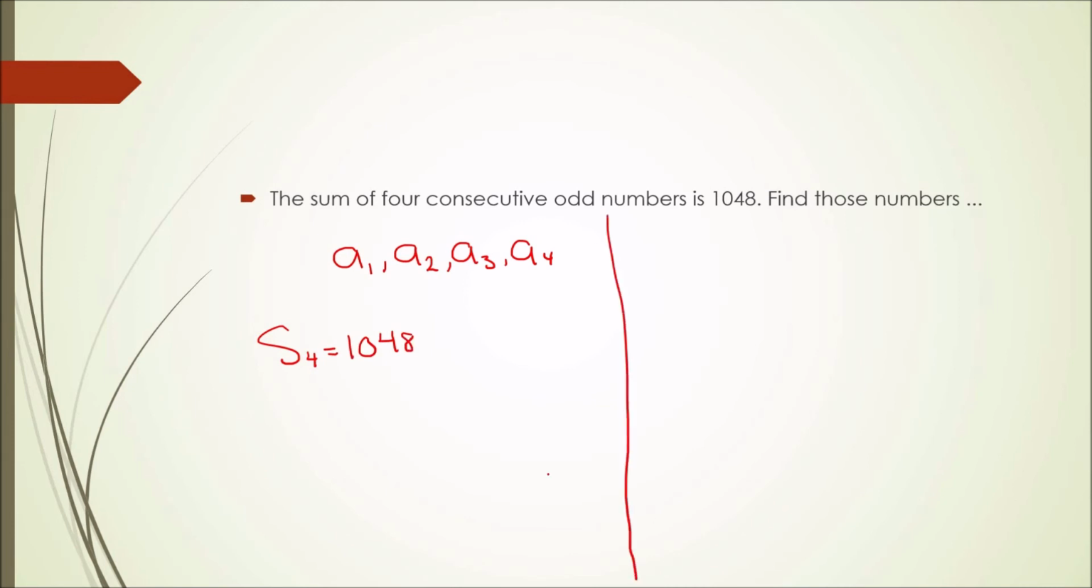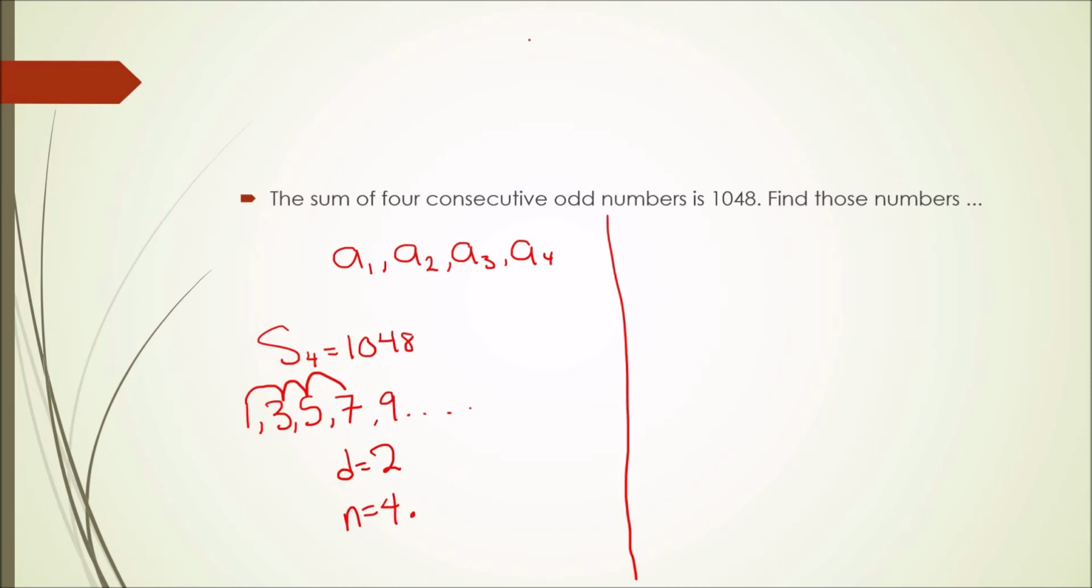Now remember that they are odd numbers, so the difference between odd numbers is always 2. For example, we have 1, 3, 5, 7, 9, and what have you. So we see the difference between 1 and 3 is 2. So the difference between consecutive odd numbers is always 2. So we have our n as 4, our d as 2. So let's try to find our a1.